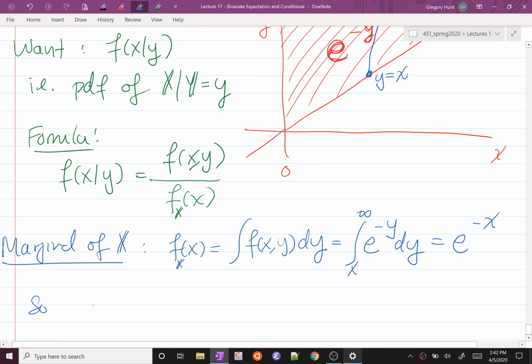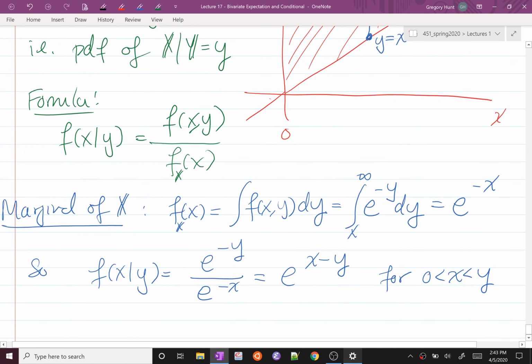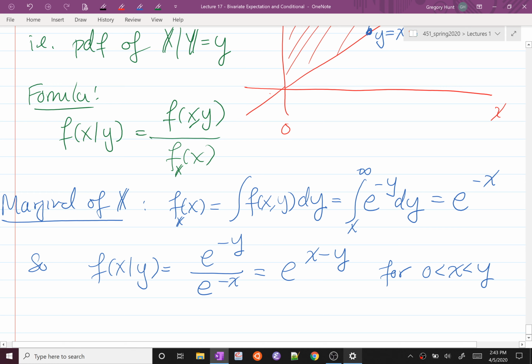And so f of x bar y is the joint, e to the negative y, over the marginal, e to the negative x. Or this is equal to e to the x minus y. And this is true as long as 0 less than x less than y. All right. My marginal PDF outside of the support of y, say, is going to be 0. So I can't divide through by 0, right? This formula breaks down.